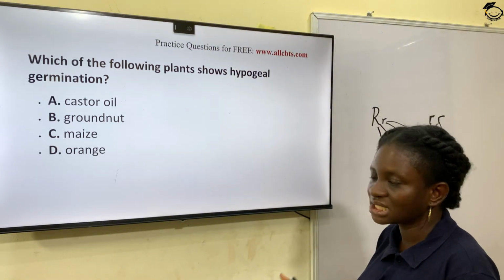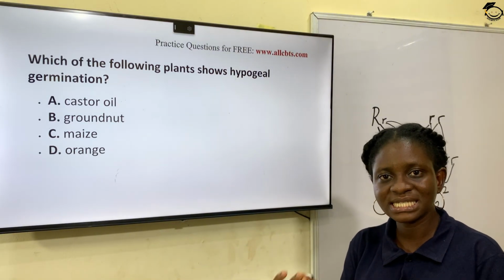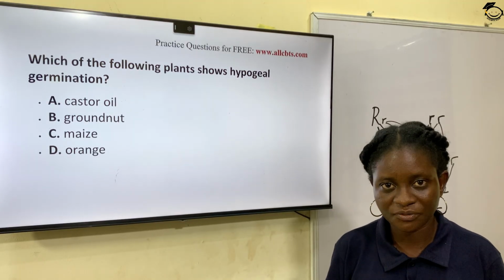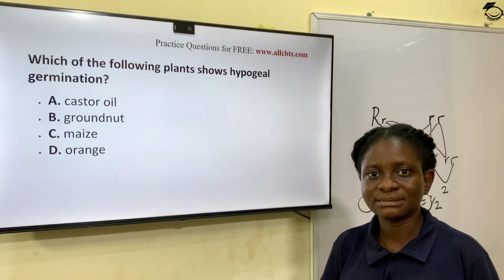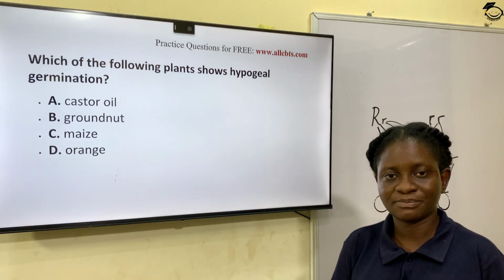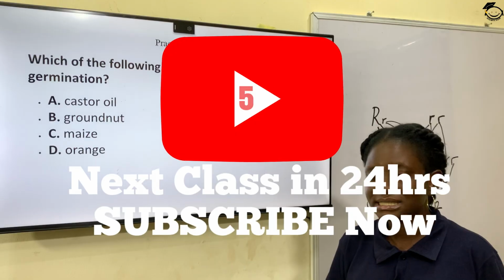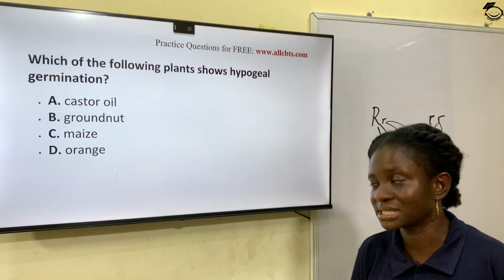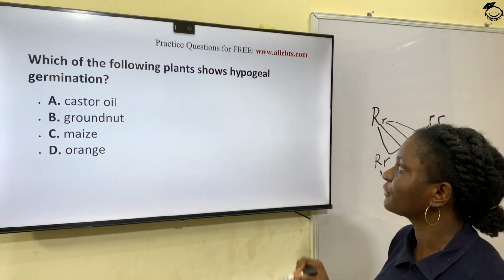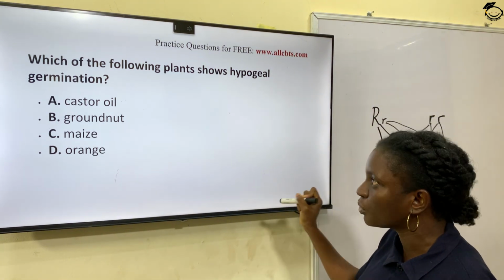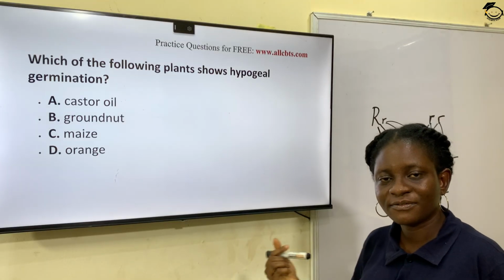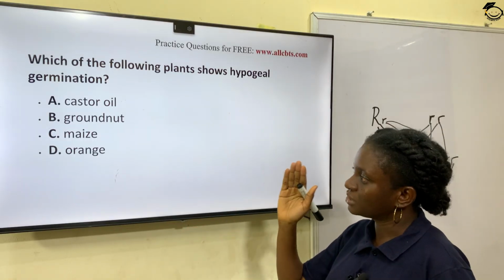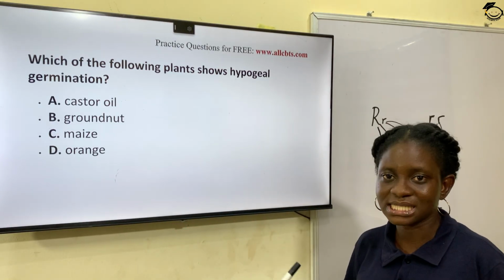But for epigea, the seed leaves, the cotyledons, are above the soil surface. So this happens mainly in dicotyledonous plants. Examples of these plants are groundnuts and beans. So which of the following plants shows hypogea? Like I said earlier, they are found in monocot plants. An example of that is maize. So the correct answer is C, maize.